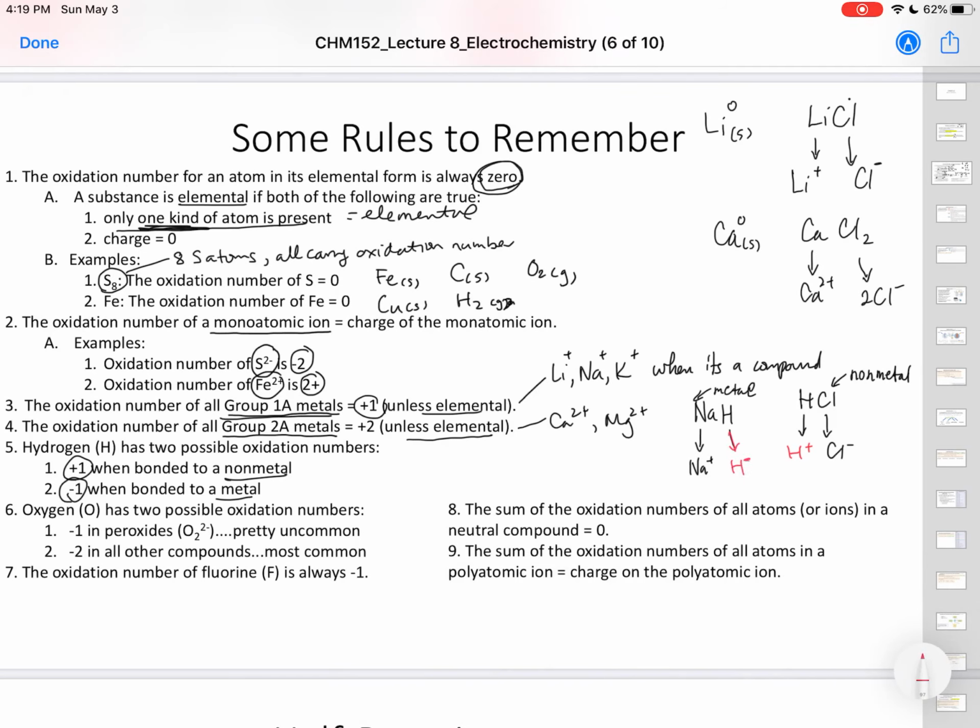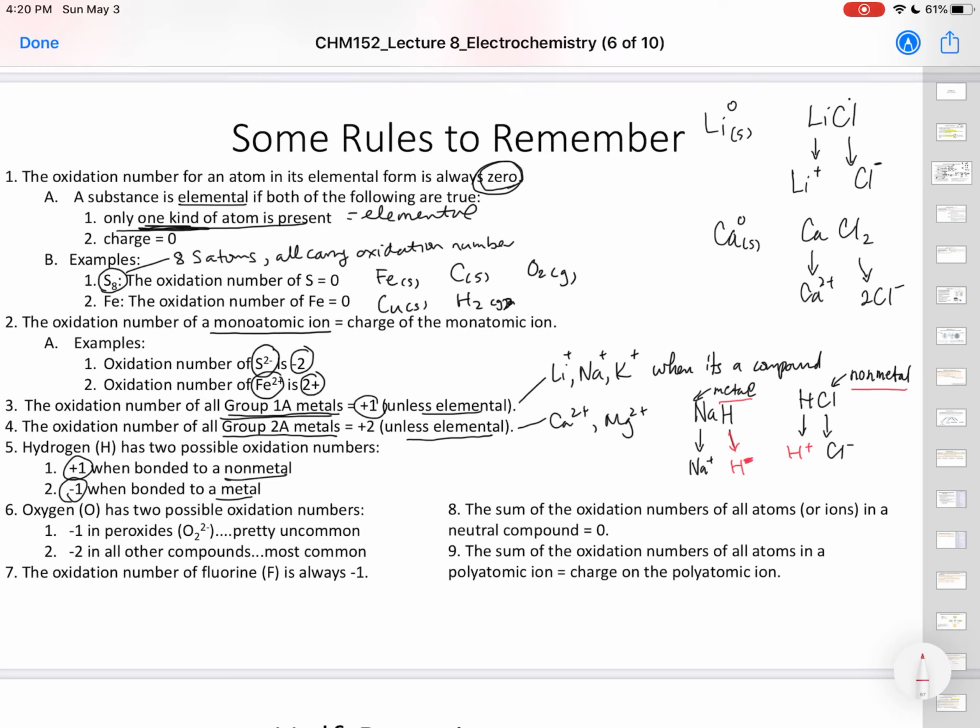So depending on what it's paired with, if it's paired with a nonmetal, it's always plus. If it's paired with a metal, it's always minus. So I would just keep these two as examples, so that when you encounter an H, you can pull up this example in your head to remember what is the charge on H.